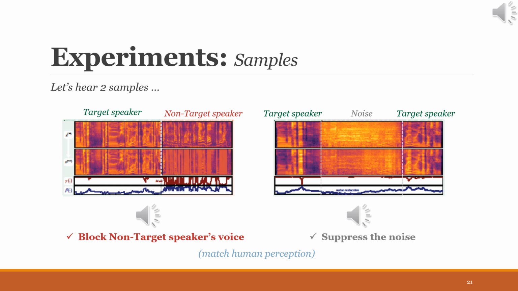From this, we can hear that our model can block non-speakers' part by adding silence among them.